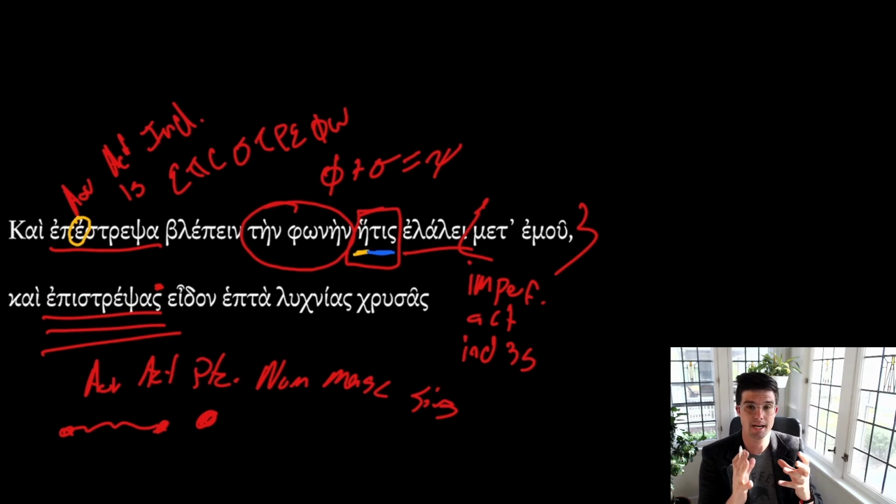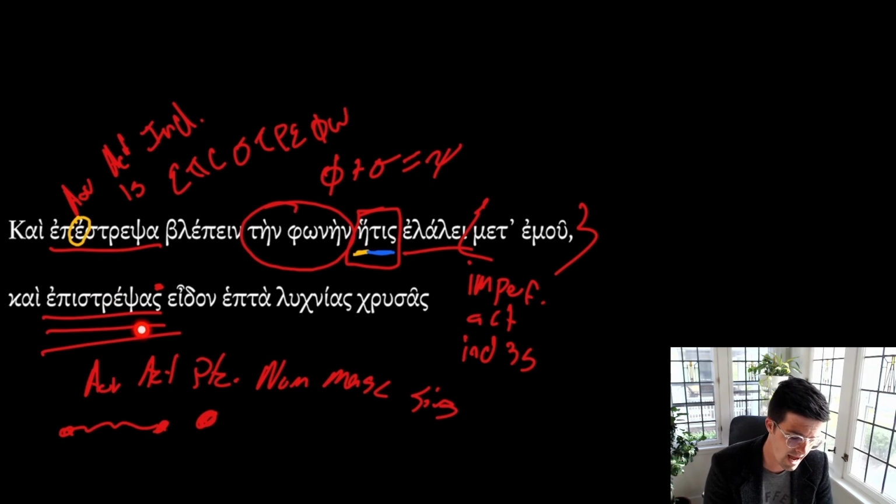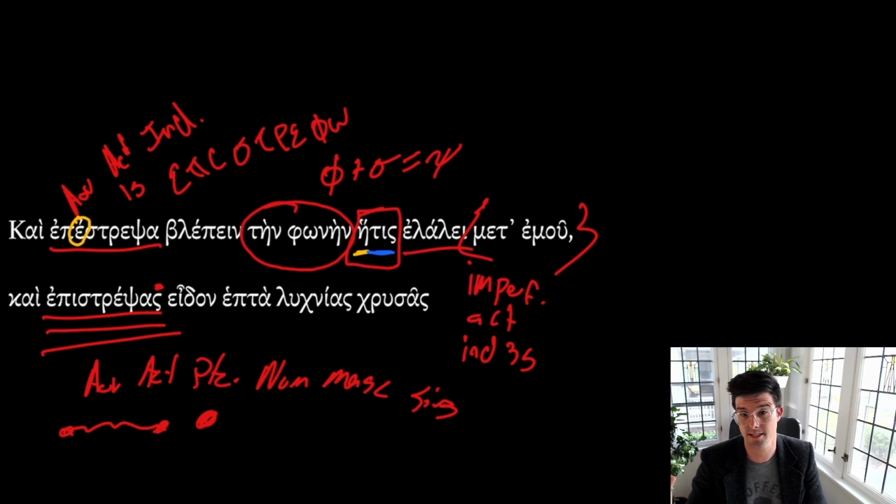So the augment is assigned to past time in the indicative mood, but it is not used in the other moods. So you will never see the augment in participles, which is what we have here. And we're going to do this as, remember, our go-to translation for participles is to add an -ing. So, "and turning." Remember the difference between a present participle and an aorist participle. In this case, we have an aorist participle.